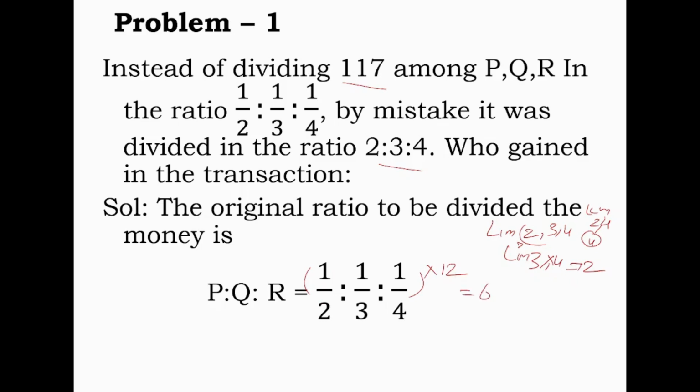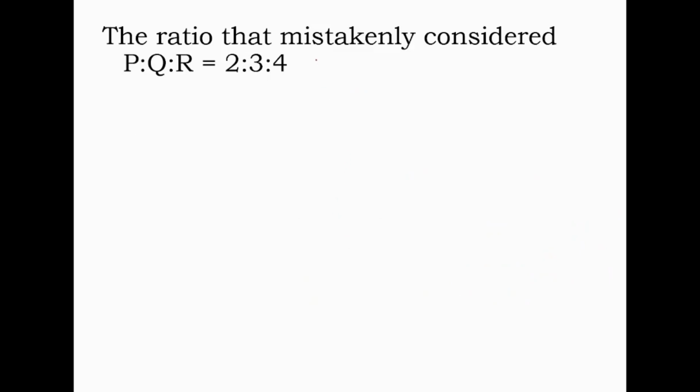So for the first ratio, 2 sixes are 12... that is, 6 is to 3 ones are 3, 4 threes are 12... so 6 is to 4 is to 3. So the original ratio to be divided is 6 is to 4 is to 3. The original ratio is 6 is to 4 is to 3. But the money is divided mistakenly.